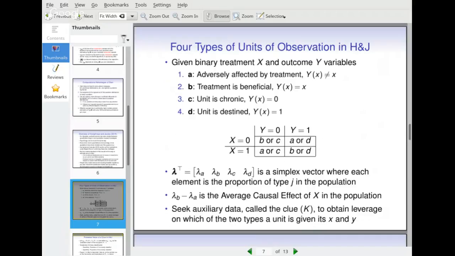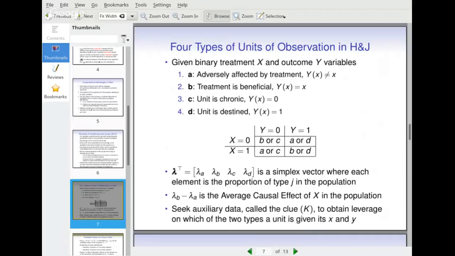So if we observe x is 0 and y is 1, that country could be adversely affected by treatment, or it could be destined that y is 1 for that country. And in the bottom left, if x is 1 and y is 0, it could be the country is adversely affected, or it could be the country is chronically y equals 0. And in the bottom right, x equals 1, y equals 1, well, the treatment could be beneficial, or the unit could be destined to be 1. We can't tell just by observing the historical data.